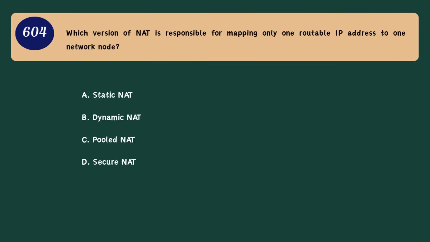Question 604. Which version of NAT is responsible for mapping only one routable IP address to one network node? A. Static NAT. B. Dynamic NAT. C. Pooled NAT. D. Secure NAT.